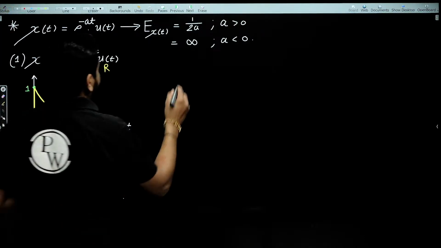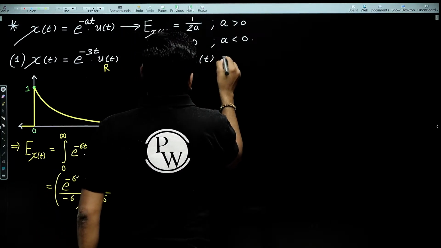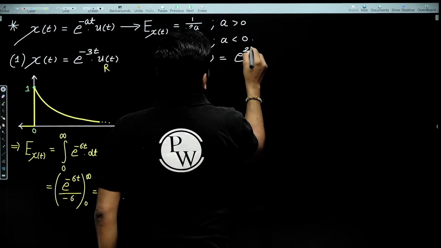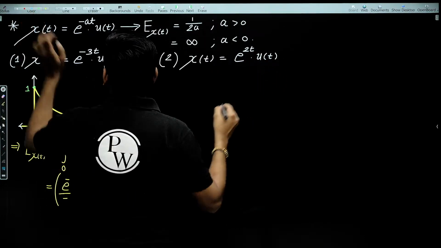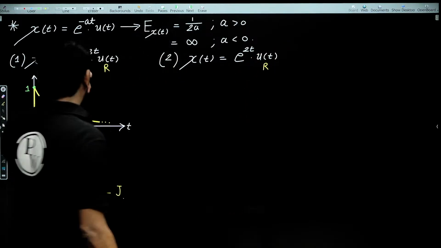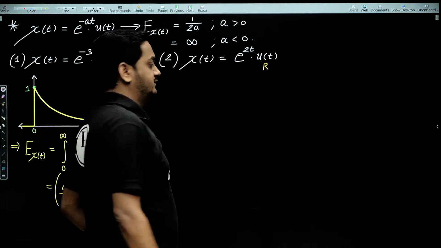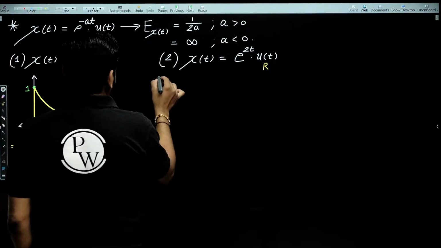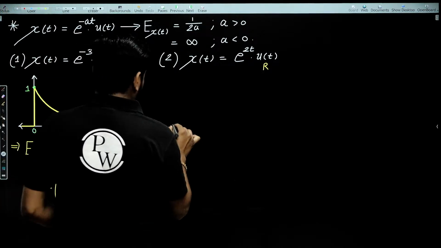Second case: suppose x of t is equal to e to the power 2t into u of t. Now tell me, is it right-side increasing or decreasing? I told you already, if same sign then increasing, if opposite sign, minus t plus t, decreasing. Same sign means increasing function. So for this case, this is a right-side increasing function.